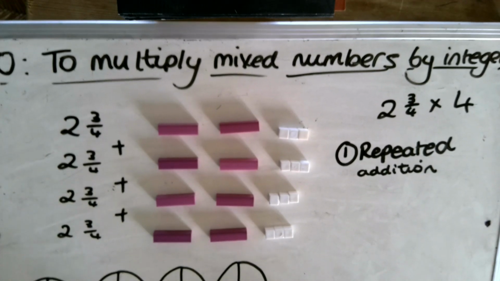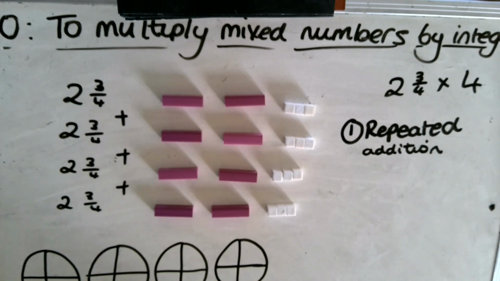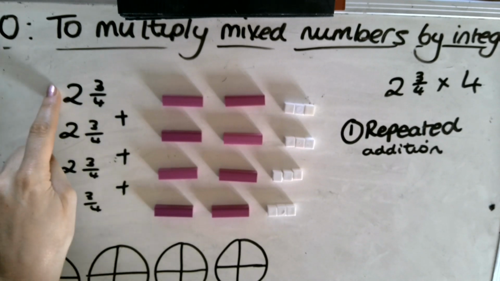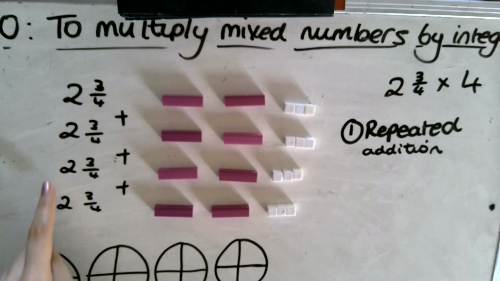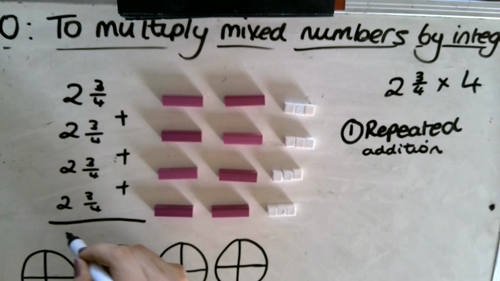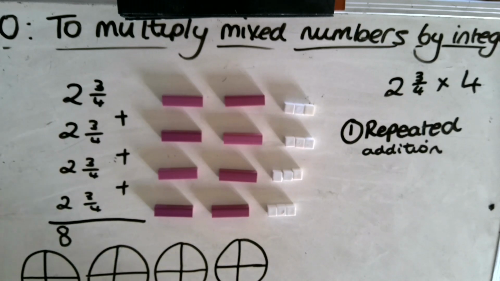Okay, so we are firstly going to look at our whole numbers. We have 2, add 2, add 2, add 2, which is 8. So I'm going to write 8 here. And then we're going to add up our fractions. So we have 3/4, add 3/4, add 3/4, add 3/4. Those of you who can remember us doing this in school, and we have done a little bit of this since we have been learning from home as well, will know that our denominator always stays the same.